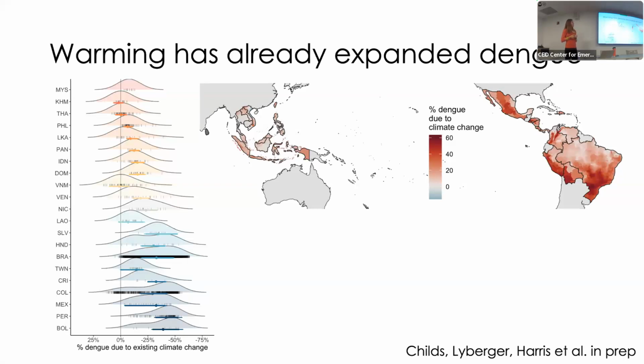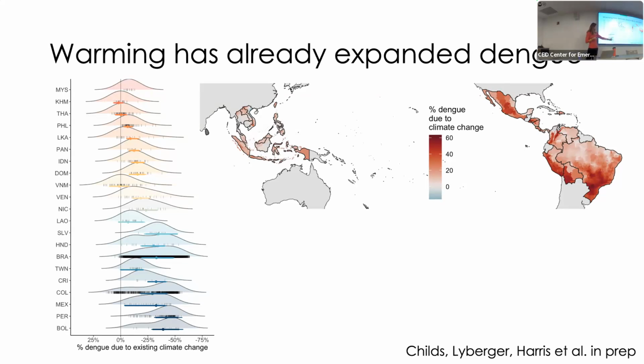What we find in this work is that warming has already expanded dengue transmission. So these are the different countries in our data sets, and the little hatch marks are the different units within countries. They're ordered by the average temperature in each country. So the places where warming has had the biggest impacts already are the countries that have cooler average temperatures. So those are places like Bolivia, Peru, Mexico, and Colombia. These are places that have large mountain ranges that moderate the temperatures.